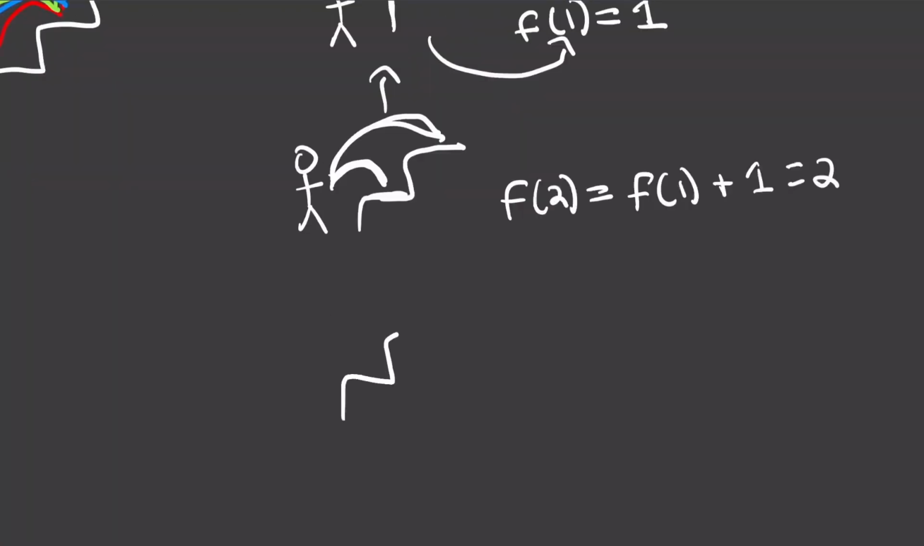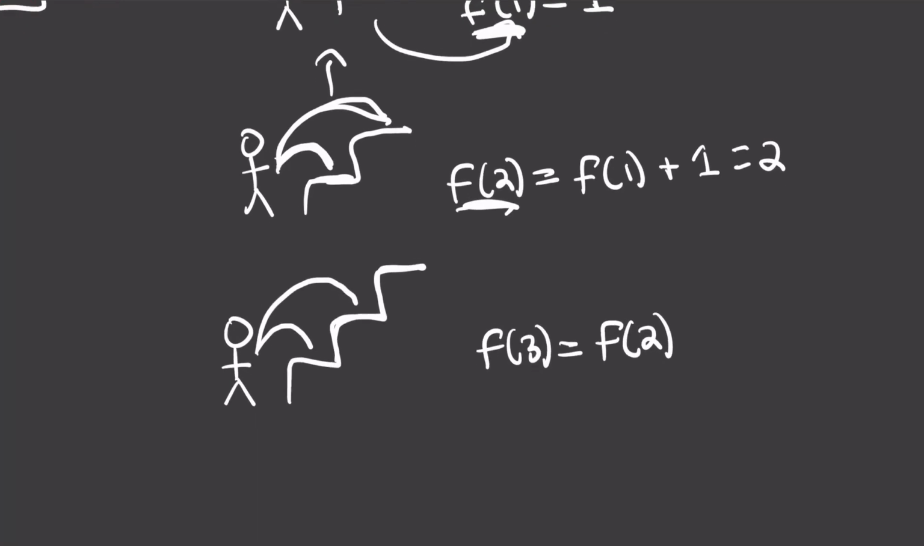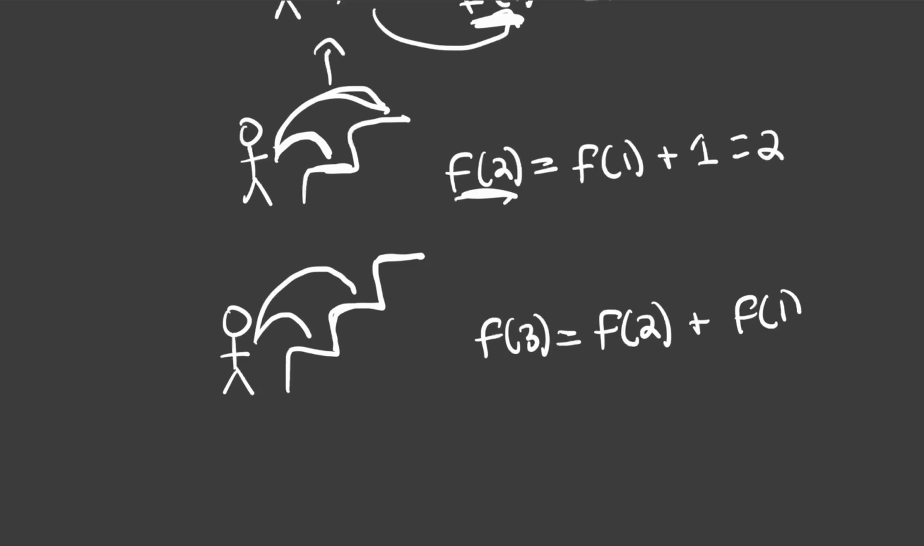Now let's look at 3 stairs. So I'm at the bottom of a 3-stair staircase. I have one way of getting to the situation where now there's 2 stairs in front of me, f of 2, right? So f of 3 is f of 2. And then I have another way of getting to the situation where there's 1 stair in front of me, f of 1. So f of 2 plus f of 1. f of 2 is 2 and f of 1 is 1. So now this is going to be 3.